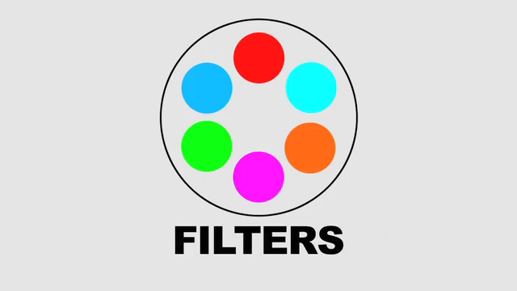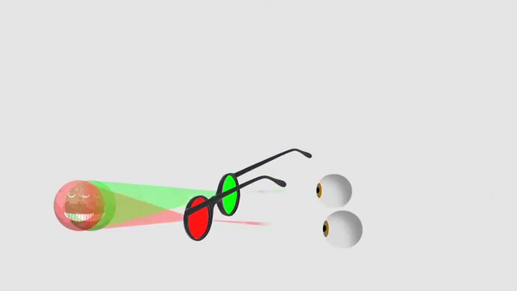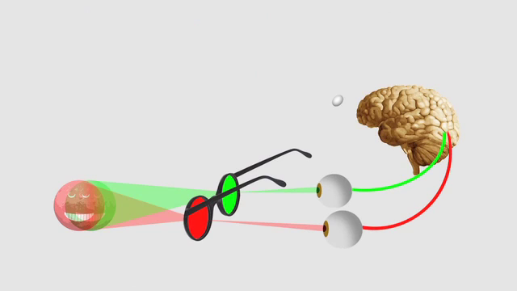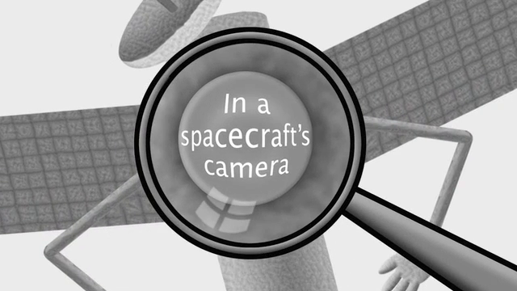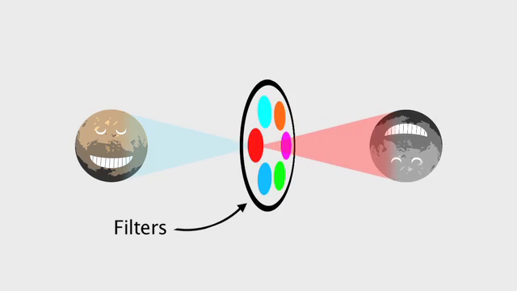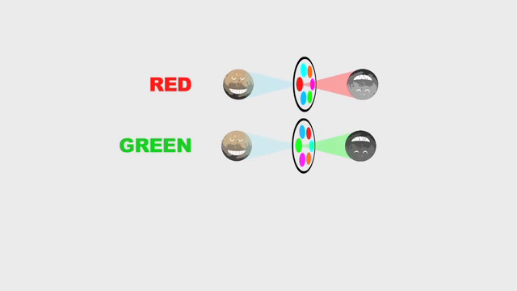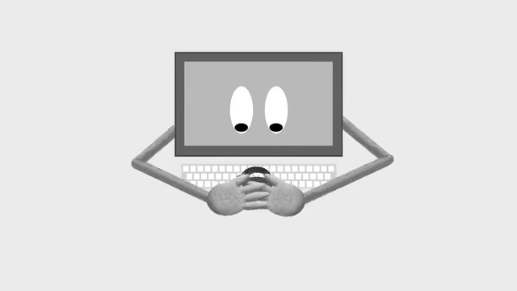You know how filters work. Think about 3D glasses. Filters can isolate colors that your brain can blend into a complete image. In a spacecraft's camera, the light from an object passes through filters to record the brightnesses of the red, green, and blue components of the light. Computers on Earth will reassemble them into an image.